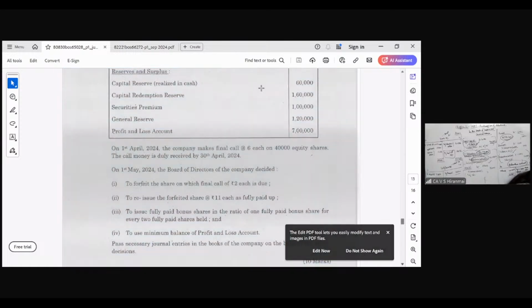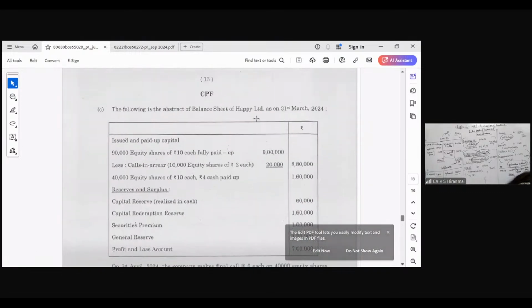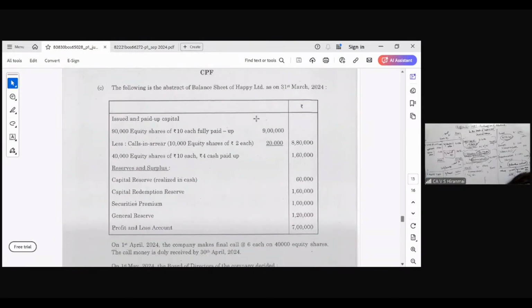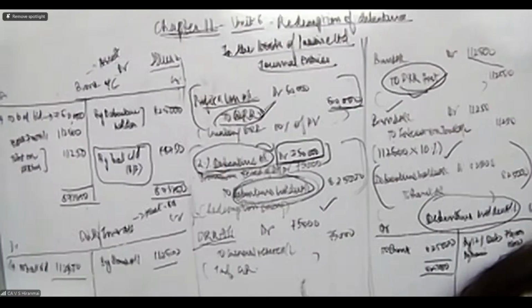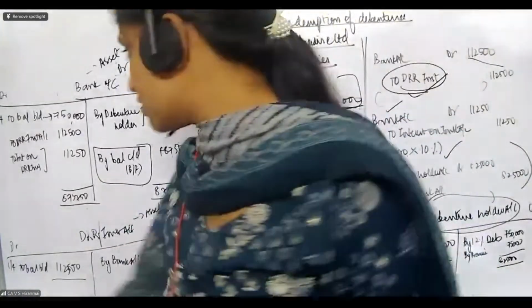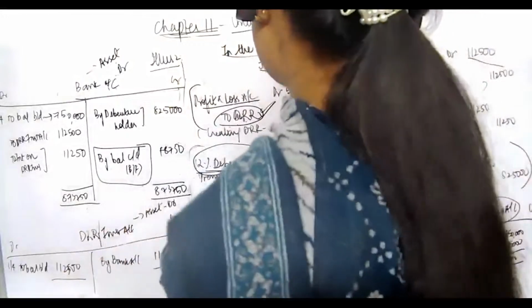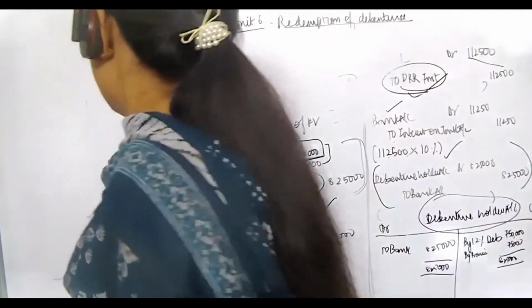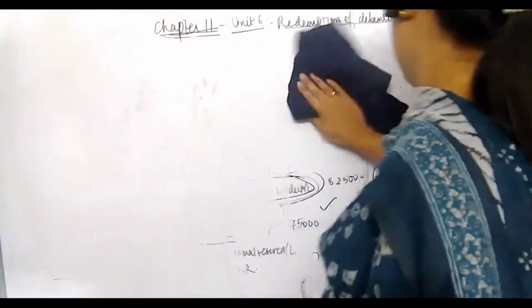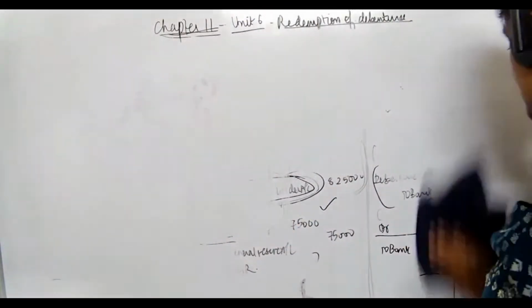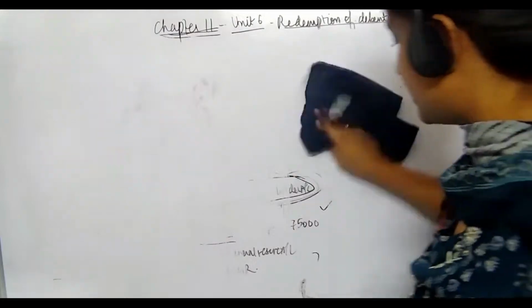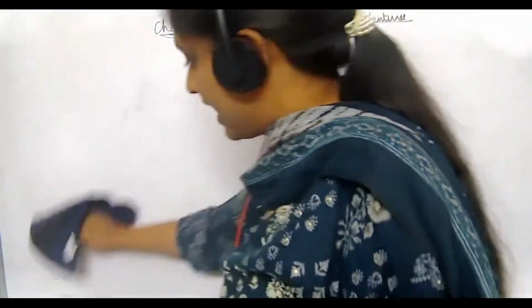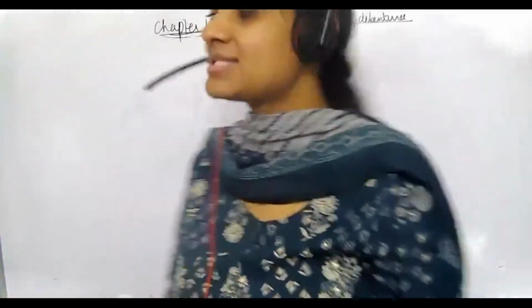Can we go ahead and do this particular question, all of you? I will work it out very quickly. Very simple question. They have given you the balance sheet of Happy Limited, okay? And they are telling you first make the final call. What will be the first entry? Making the final call entry. And what will be the second entry? Forfeiture entry. So there is a particular number of shares on which the amount of 2 rupees is not paid. So what am I supposed to do? I am supposed to forfeit or cancel those shares.